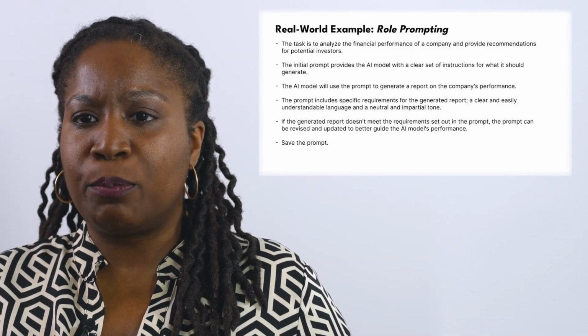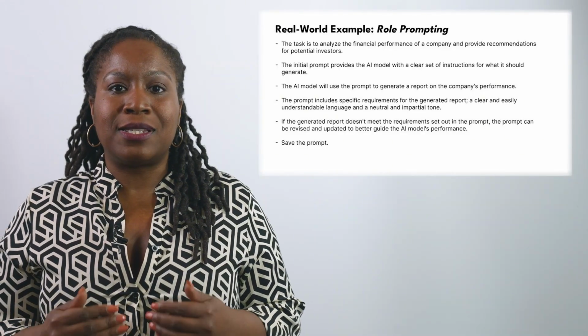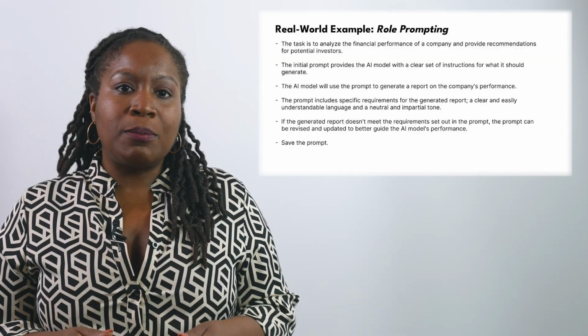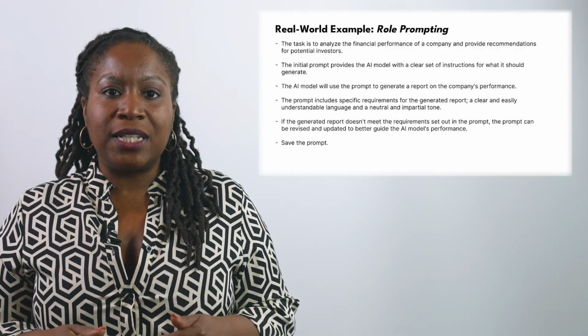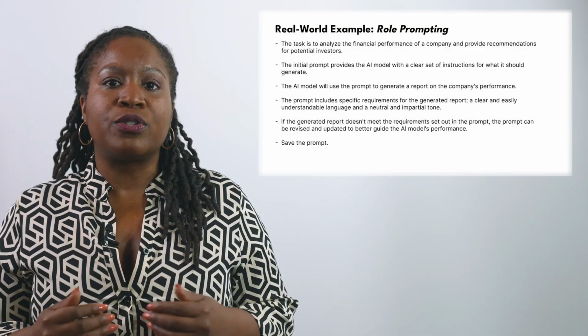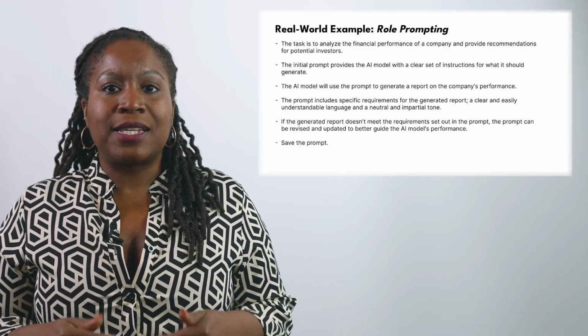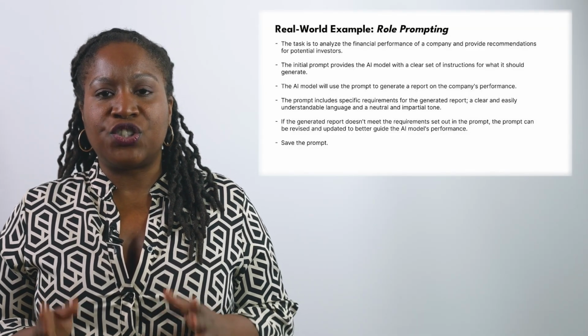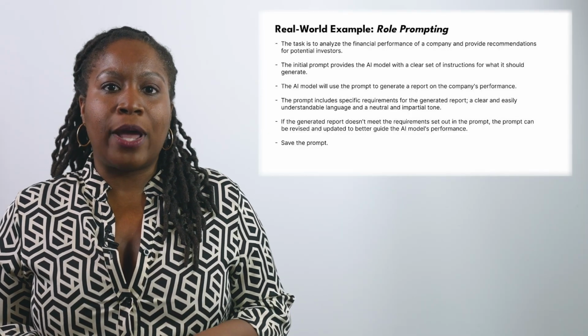If the generated report doesn't meet the requirements set out in the prompt, then the prompt can be revised and updated to better guide the AI model's performance. This process can be repeated until the model is generating reports that meet the requirements set out in the prompt. Overall, our example prompt provides a clear set of instructions for the AI model to follow and serves as a tool for fine-tuning the AI model to generate text that is relevant to our specific task.